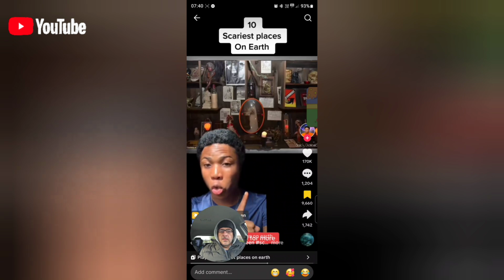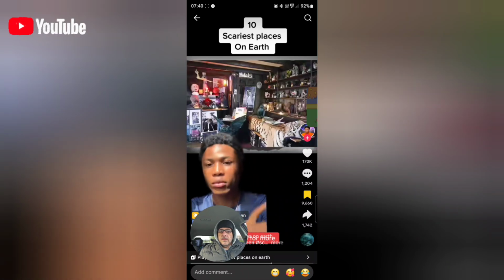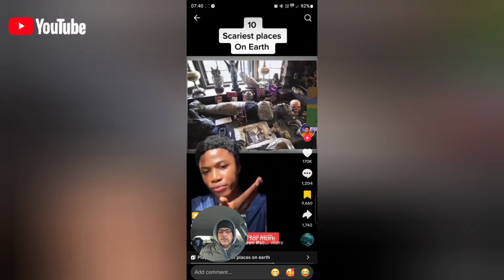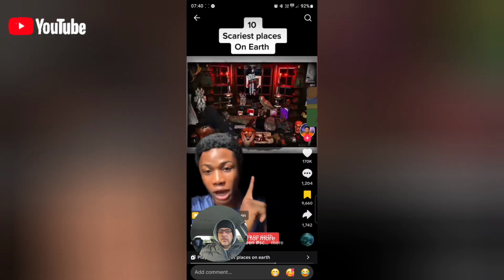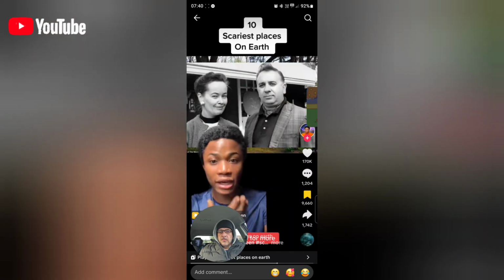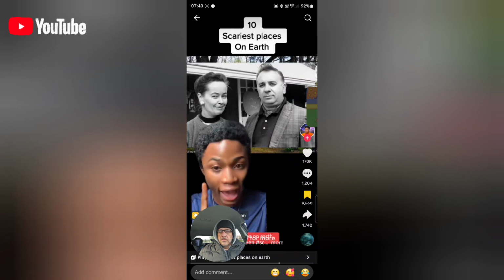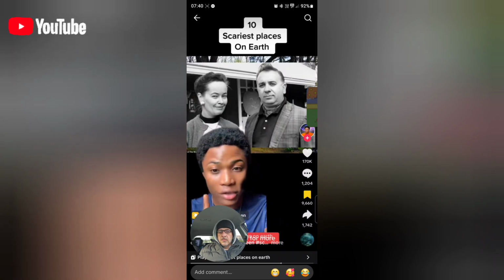This picture shows one of the rooms in the Warrens' house. This is another room, another room, another room. And you know the worst part? They live in this house every day. Their home is considered the most haunted house in the entire world.